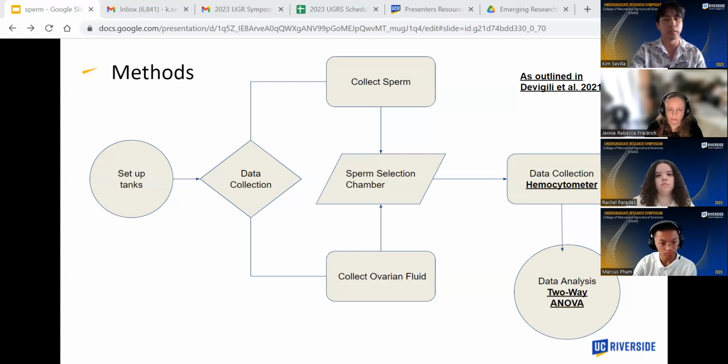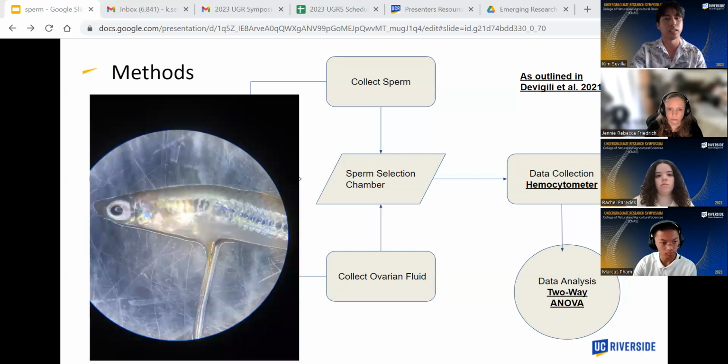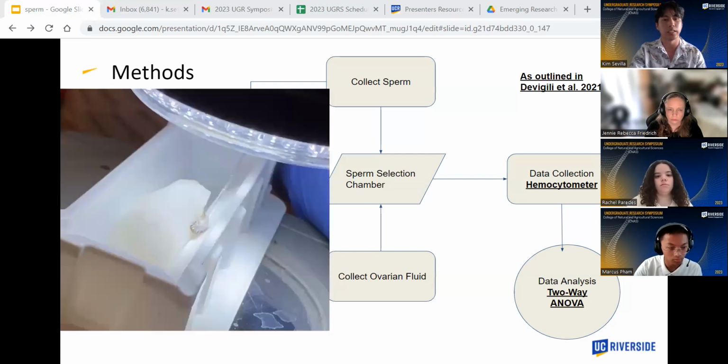And then to show you a bit of the sperm extraction process, here's a picture of a male. The structure here, as you can see, is the gonopodium, which is the male sex organ, and where I'll be collecting sperm from. For the ovarian fluid, I use a sequencing pipette to inject a saline solution to wash the ovarian fluid for collection, as shown in this picture.